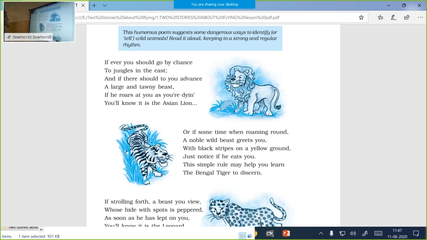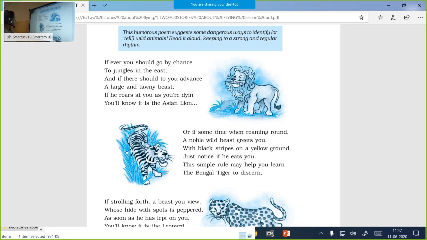If ever you should go by chance to jungles in the east, if you happen to visit the jungles of the east, referring to places you can find in Asia, like India, Japan, or China. If you happen to go to places like these, and especially to the jungles, and if there you find advancing towards you, coming towards you, a large and tawny beast. Large and tawny refers to yellowish brown color, beast, animal.